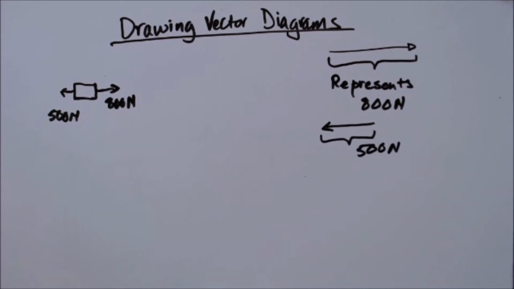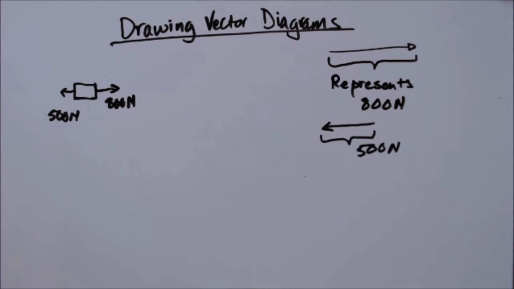In order for us to do that, we must come up with a scale. And a scale is very important when we are drawing vector diagrams. In choosing a scale, you want to choose a scale which uses as much of the available space that you have for drawing the diagram as possible.